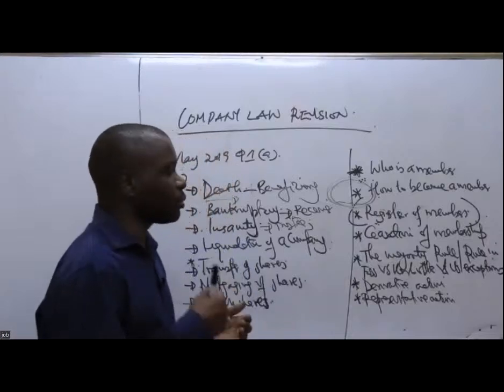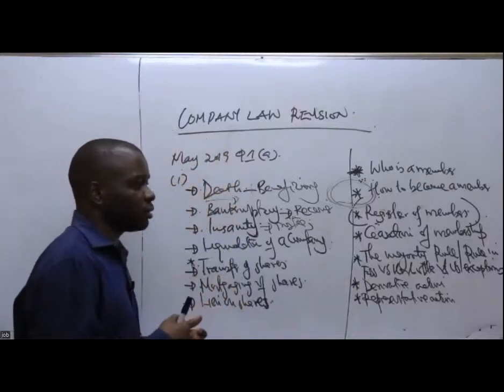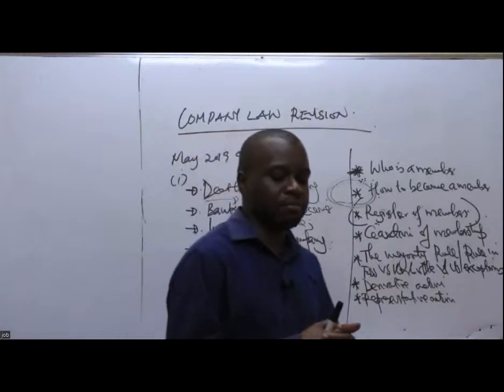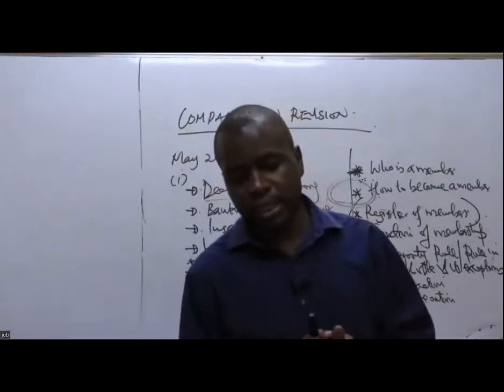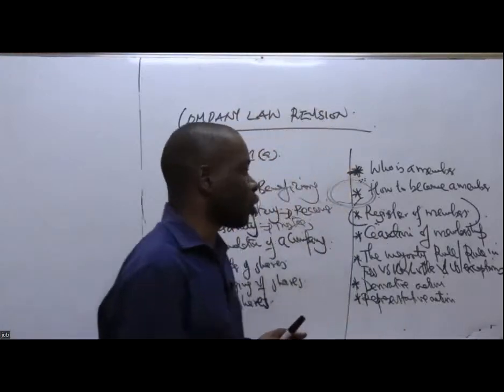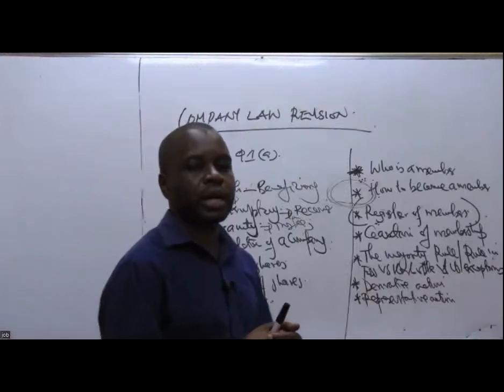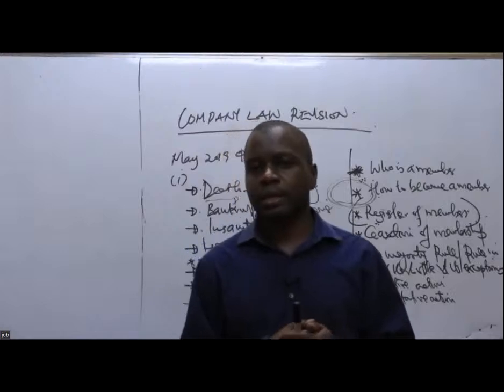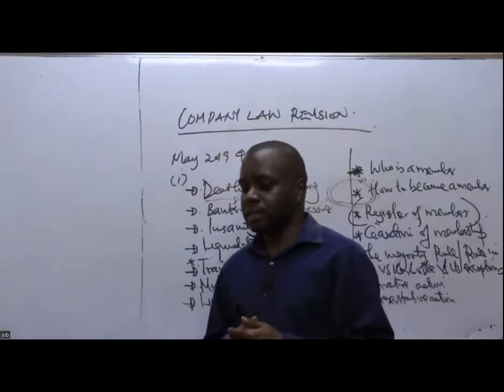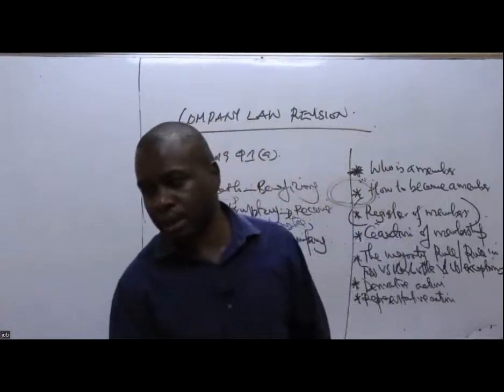So taking up qualification shares is actually one of the ways you can become a member of a company. And then the last one is through what we call the doctrine of estoppel. So we said, for example, if your name appears in the register of members by mistake, you can't deny that you are not a member of the company.